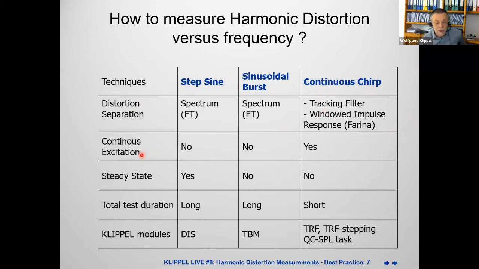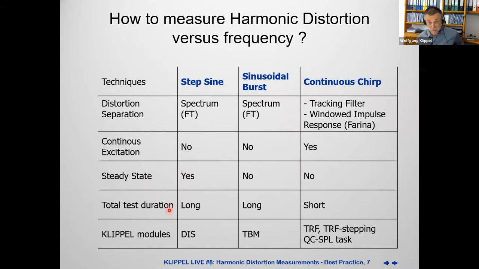Okay. Continuous excitation? No. Here we have to switch, or there's a decay of the signal in the burst. But with a continuous chirp, we are going over the full audio band without generating a click. That's very important for rub and buzz measurement. So we have a very nice continuous excitation. Very good. Okay, then we have steady state conditions. In the stepped sine, we can realize that, but not in the other two.